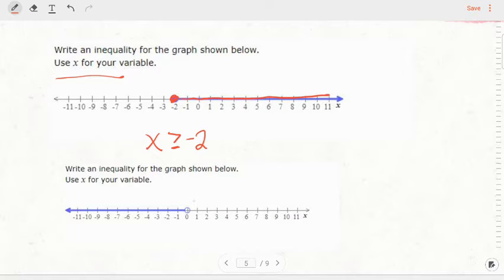Part 2, and you might see one that's similar to this, again says use x as your variable. I notice that my arrow is pointing down, so it is less than. I'm not going to put the or equal to because there's not a filled in circle at my starting point. And what is my starting point? It's at 0.